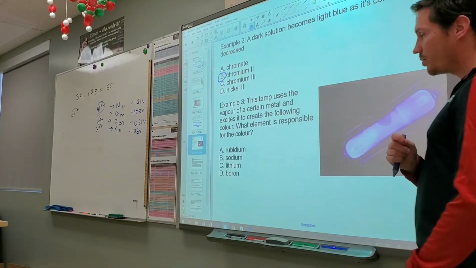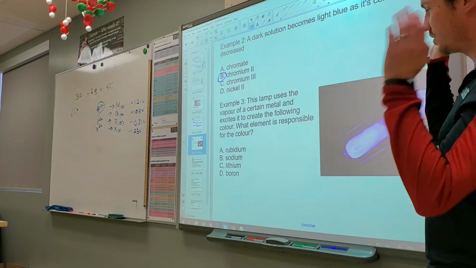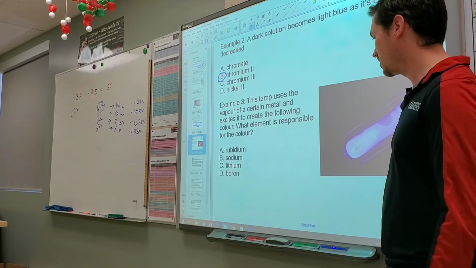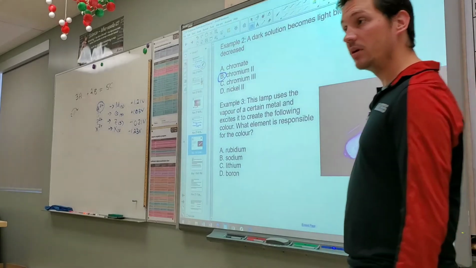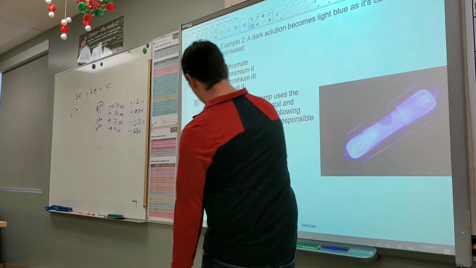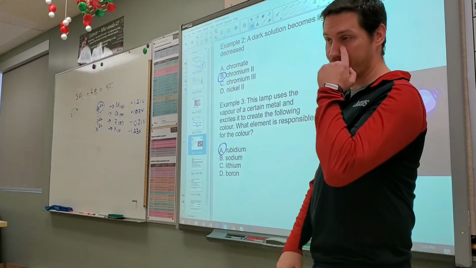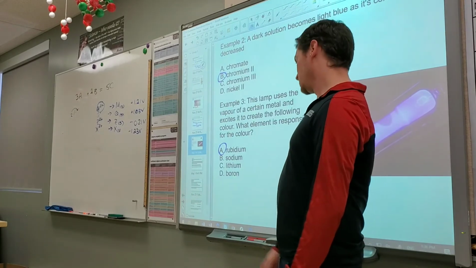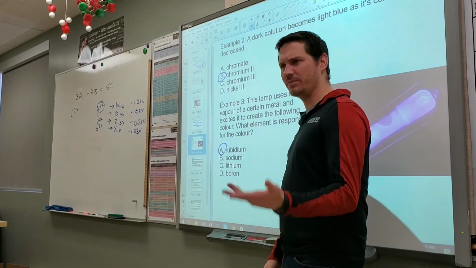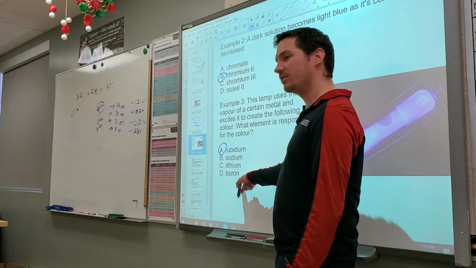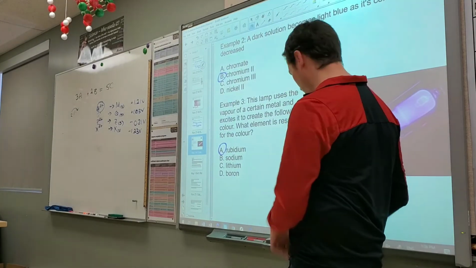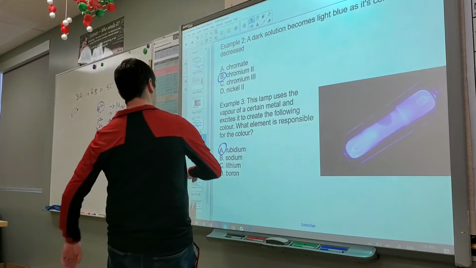This lamp uses a vapor of a certain metal and excites it to create the following color. What element is responsible? Is this rubidium? Yes. All right. Why is it not sodium? It wasn't on the list. Sodium's yellow, right? Yeah. Lithium's red, boron's green. This is none of those things, so hopefully that's fairly straightforward.